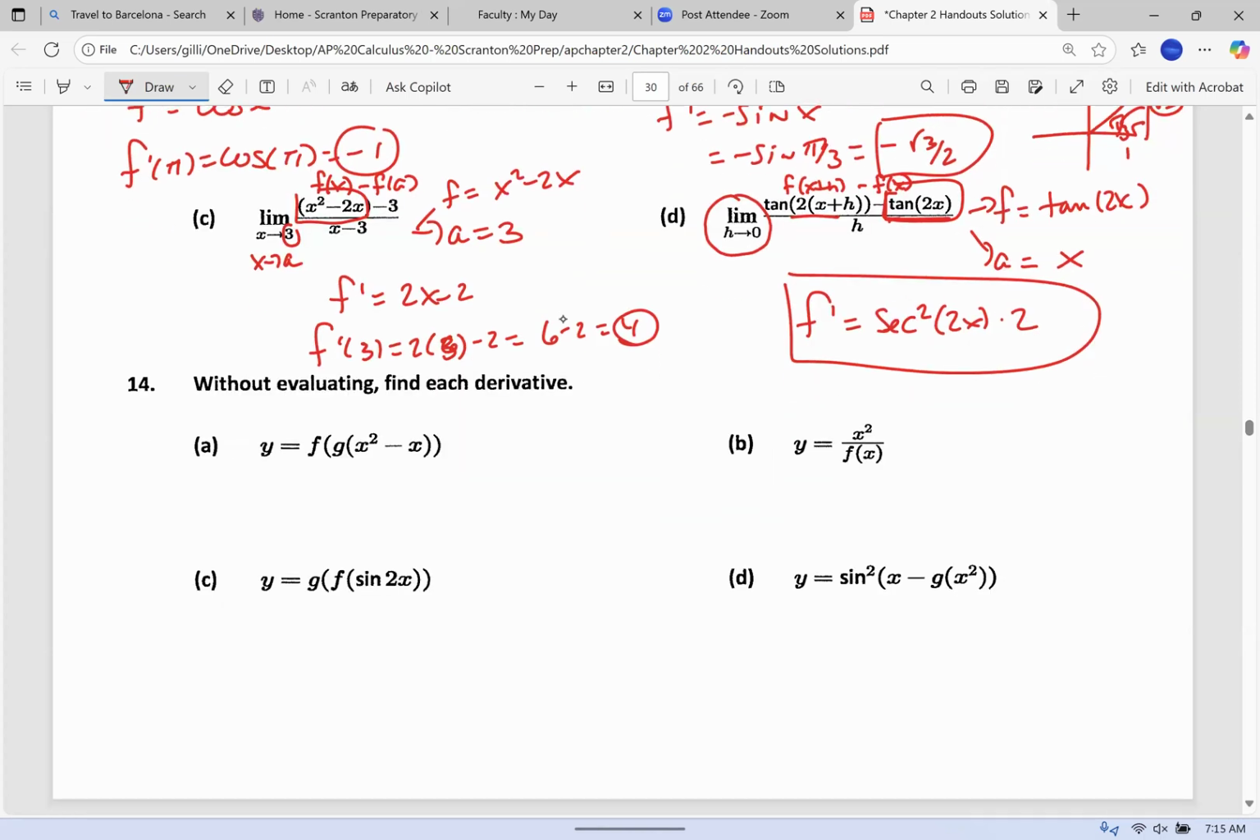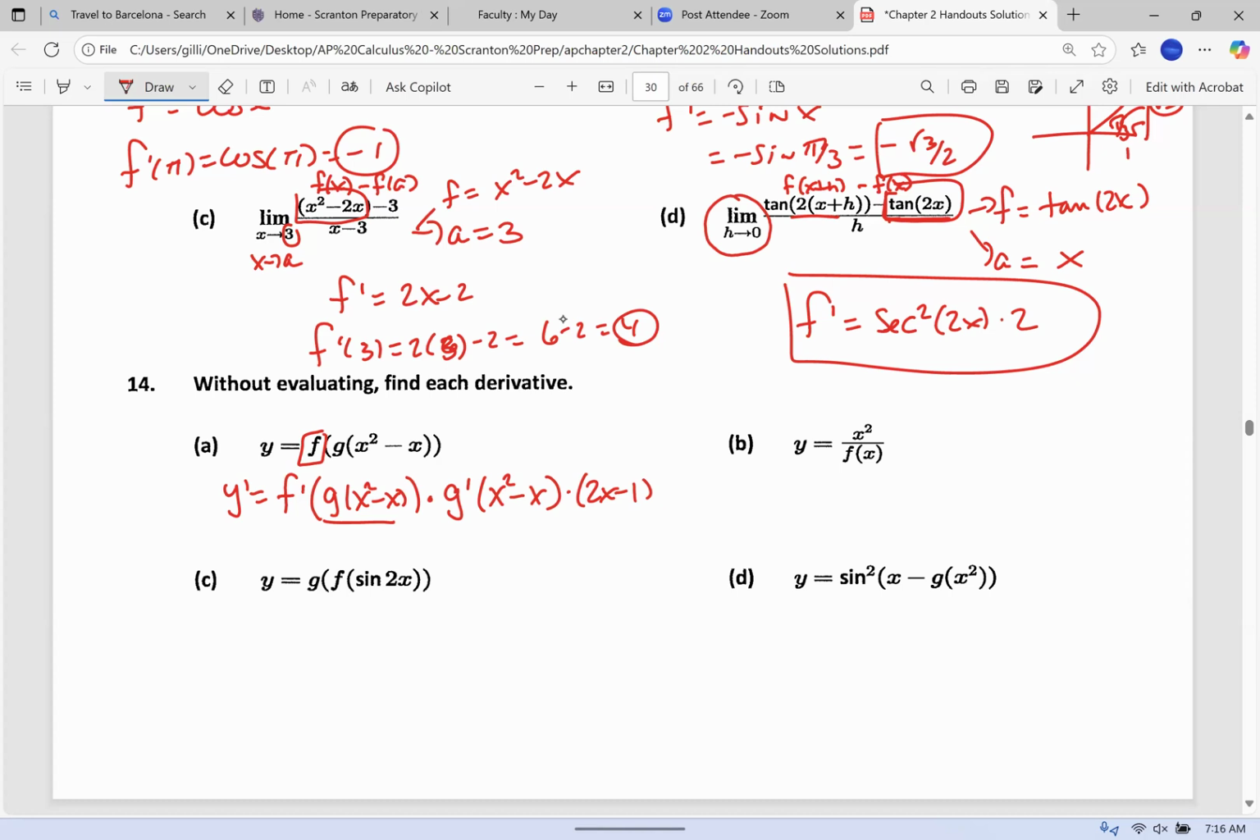In number 14, these are problems where we have to find the derivative, but there's no values of x, so we can't evaluate anything. So in number 14, it's a function within a function. So you take the derivative of the outside, so symbolically, the derivative of f is f prime. You repeat the inside, but then you have to times it by the derivative of the inside. And the derivative of that inside is g prime, derivative of the outside, repeat the inside, and times it by the derivative of the inside. The chain of derivatives, right?